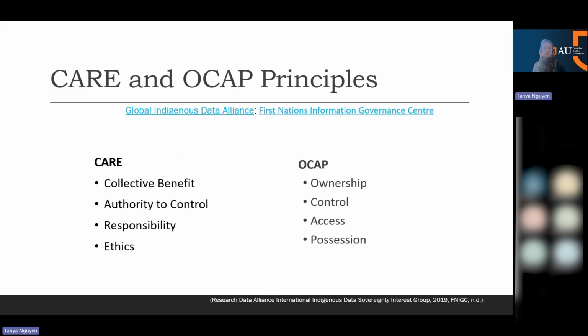Okay, the next principles are the CARE and OCAP principles. These are particularly important if you're working with Indigenous communities or data about Indigenous peoples, and these support Indigenous data sovereignty.